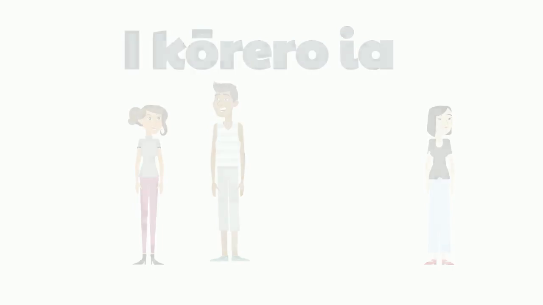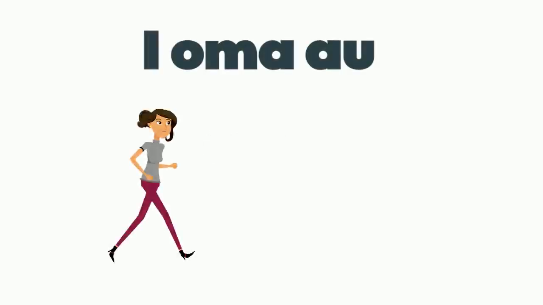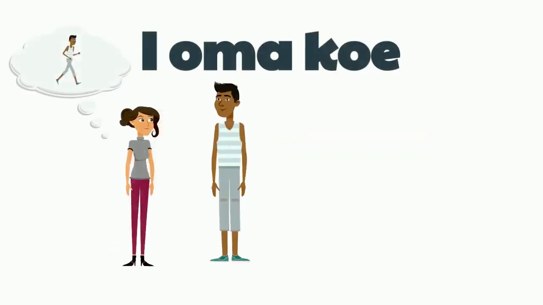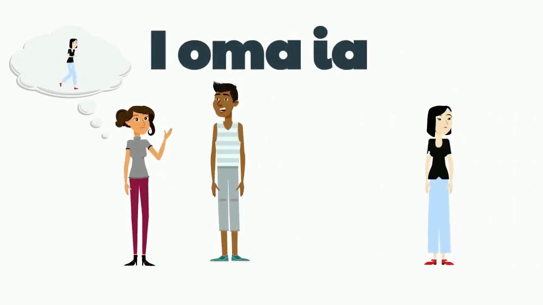We can change the verb to change the action itself. Oma means run. I oma au. I ran. I oma koe. You ran. I oma ia. He or she ran.